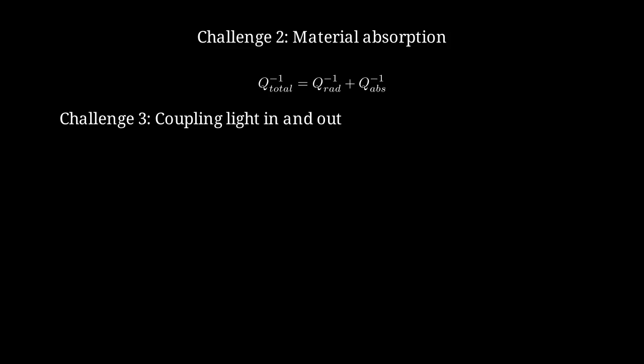Second is material absorption. Even if you have perfect structural design, material absorption sets a fundamental limit on Q. The total Q factor is limited by both radiation Q_rad and absorption Q_abs. In the bound state in the continuum, radiation Q is infinite, so absorption dominates. Third is the coupling challenge. With extremely high Q, the cavity is so well isolated that it's difficult to couple light in or out efficiently. You need carefully designed coupling structures.